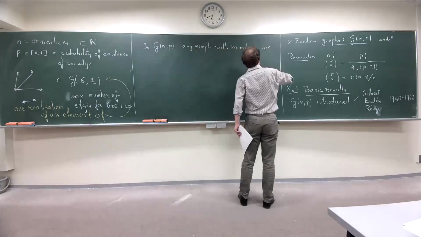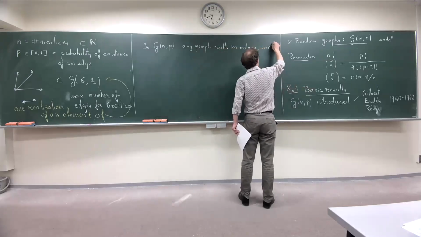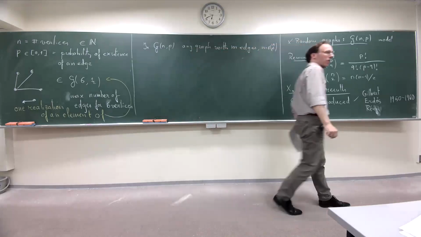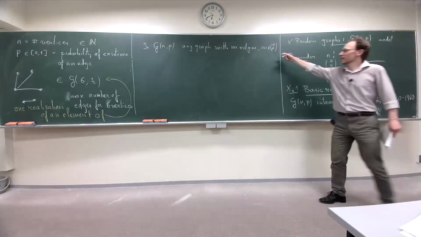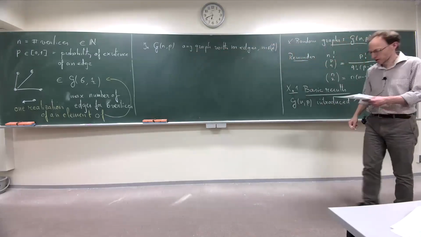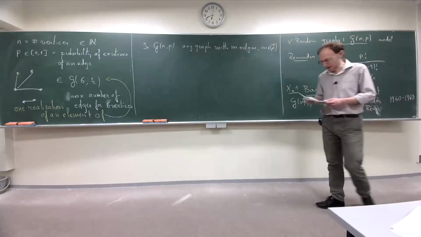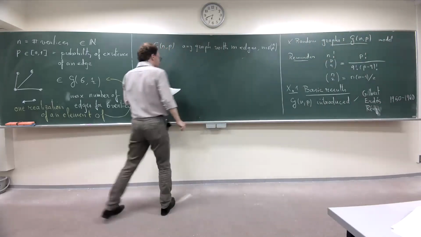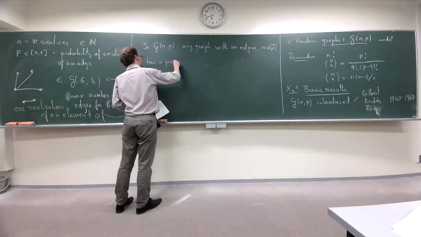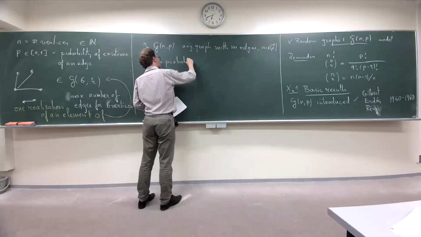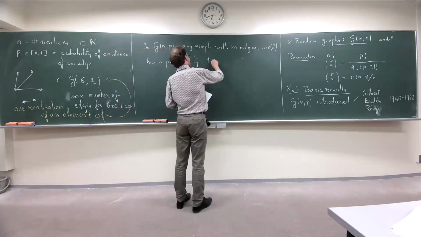M, of course, has to be smaller or equal to the maximal number, which is this n choose 2. This is the maximal number of edges, because you reach this number if you have edges between everybody. These are simple graphs, so we don't have loops, we don't have multiple edges. So any graph with m edges has a probability. So what is the probability to appear?